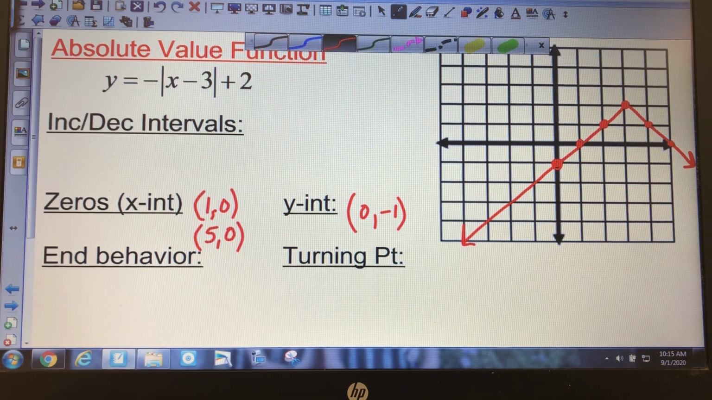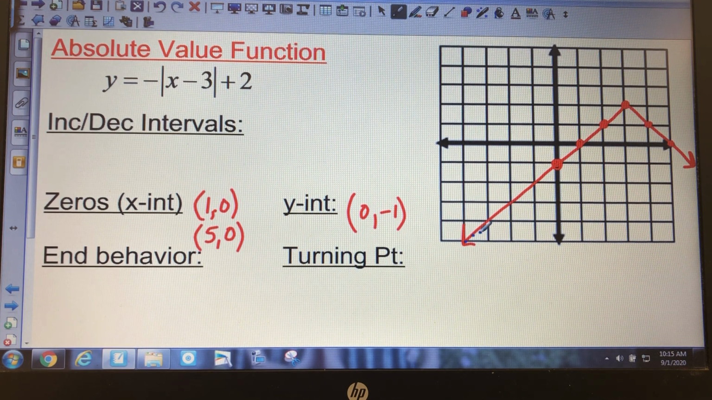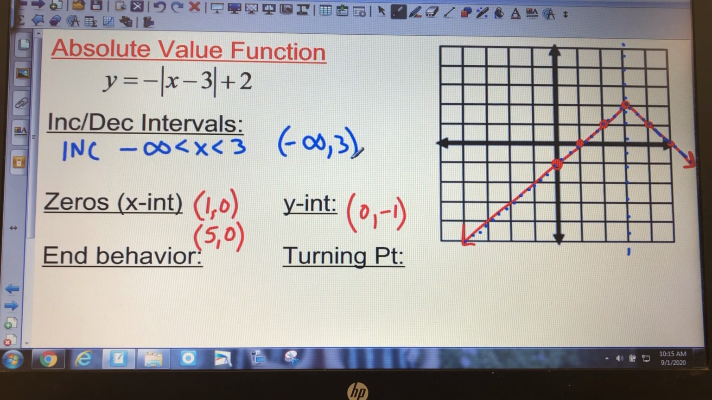Okay, let's take a walk on our graph. From left to right, we're going uphill. We hit that turning point, then we're going downhill. Okay, so that kind of cuts it in half as far as our intervals. So from left to right, we are increasing from negative infinity to 3. And again, this is the other way to write that. We hit that turning point, which is (3, 2). That's your turning point. That's your extrema. And then we go downhill from left to right.